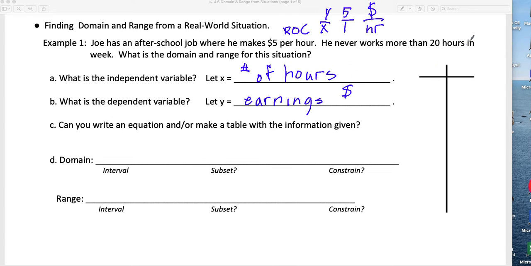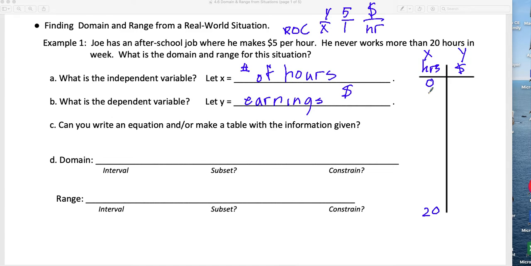All right, now, he never works more than 20 hours. We know this is hours, which is X, and we know that this is money. And you'll see the table is really helpful. He's not going to work more than 20 hours, so somewhere down here I've got a 20 because that's where this is going to stop. I already know where this ends. Is it possible that he could work 0 hours? Yeah, I would say that's possible, if he doesn't work at all. He could start at 0. We're going to assume that he only works in full hours.